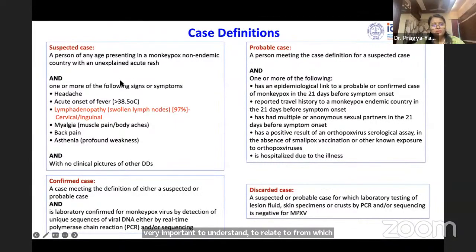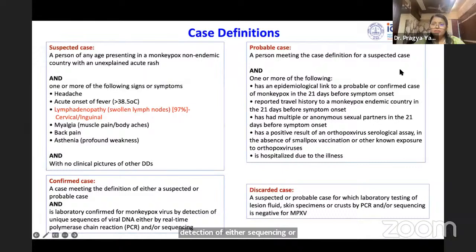The suspected cases are persons of any age presenting in a monkeypox non-endemic country with an unexplained acute rash, and one or more of the symptoms which were defined by Dr. Manish very beautifully. But they could also present with no typical clinical picture, which we have seen with the monkeypox cases. Confirmed cases would be defined as meeting the definition of either a suspected or probable case, and they are laboratory confirmed for monkeypox virus by detection of either sequencing or DNA real-time PCR.